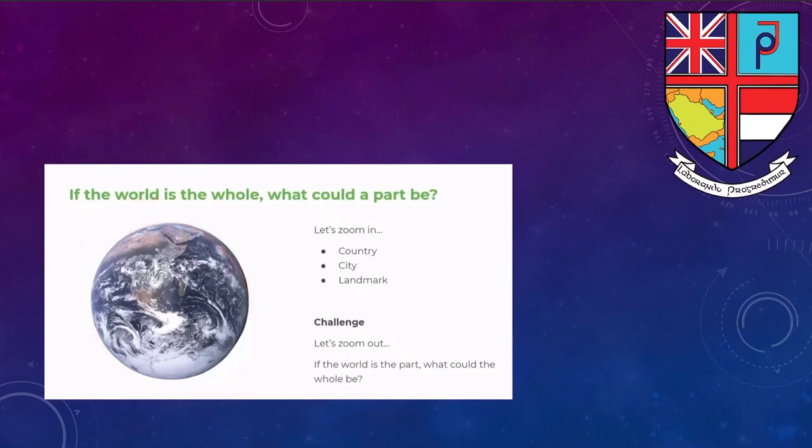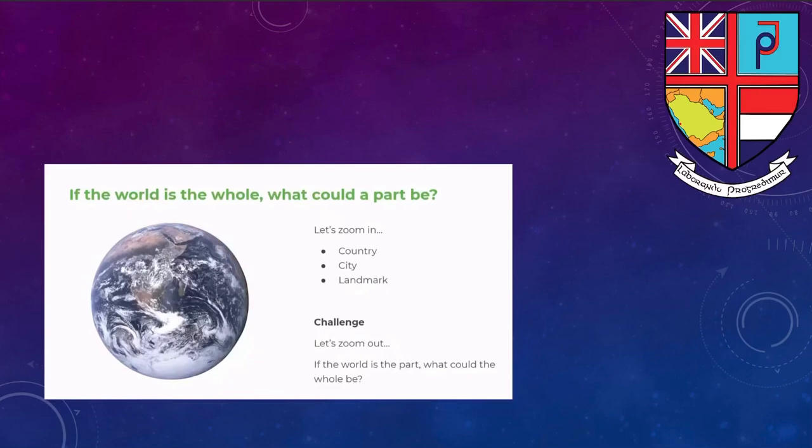So with that in mind, if we were to zoom out a little bit and say, well, now the Earth is just a little part of something which is the whole, what could that whole be?